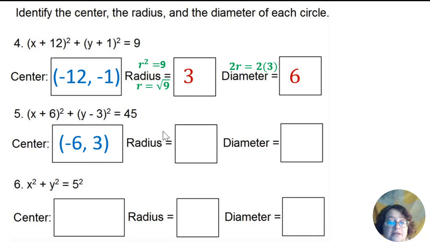Our radius, remember, this is r squared, so r squared is 45. So we're going to take the square root of 45 for our radius. Now, that's not a nice clean whole number. It is a decimal one. That's okay. We're going to round to 1 decimal place, so it is 6.7. Our diameter, we take 2 times the radius, or 2 times 6.7, which gives us 13.4.